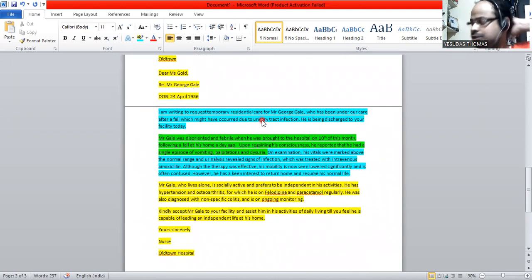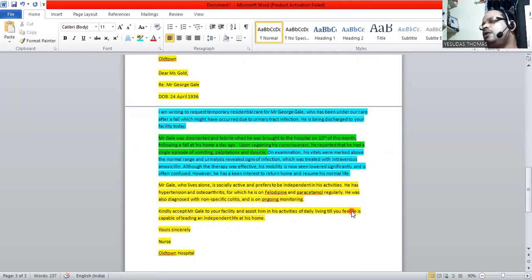Now about the social and the past medical history. The social history: he lives alone, he is socially active and prefers to be independent in his own activities. This is his character, this is his social history. He has hypertension and osteoarthritis for which he is on felodipine and paracetamol regularly. So he is on regular medications, felodipine, paracetamol. He was diagnosed with a non-specific colitis and is on ongoing monitoring.